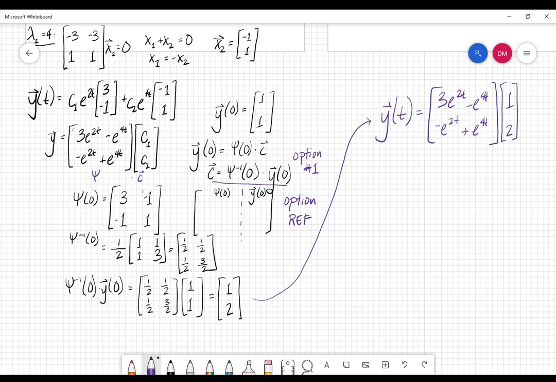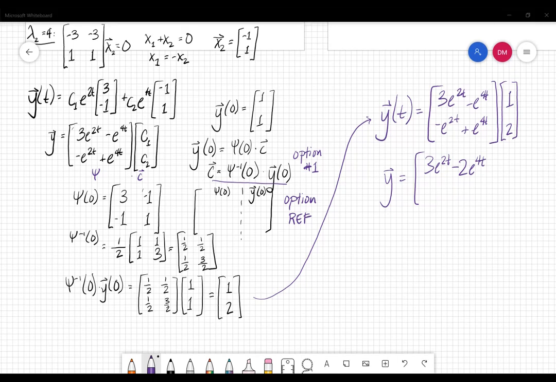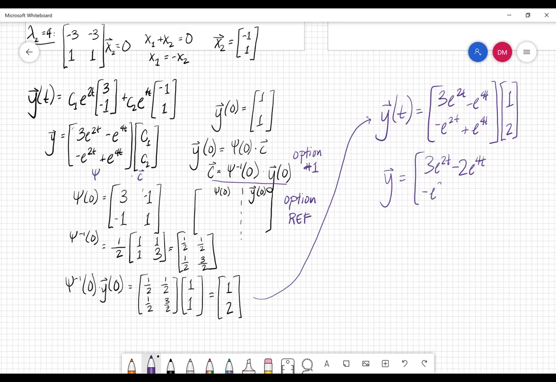All right. So let's go ahead and do our multiplication, get y into a non-matrix multiplication scenario here by just doing our multiplication. So we should have 3 e to the 2t minus 2 e to the 4t. Not like terms, so we leave it just like that. And then it looks like we get negative e to the 2t and then plus 2e to the 4t. Again, not like terms, so we can just leave them there. All right, so there is my final answer for y, initial value problem and all.